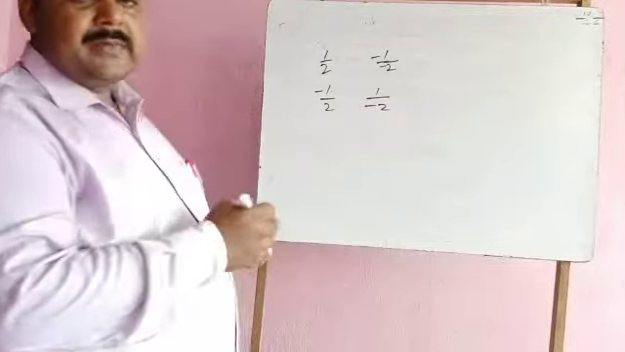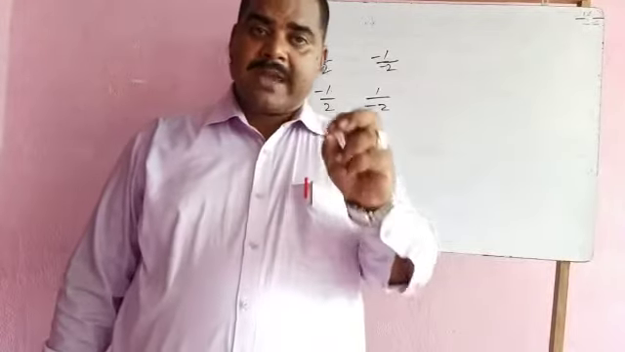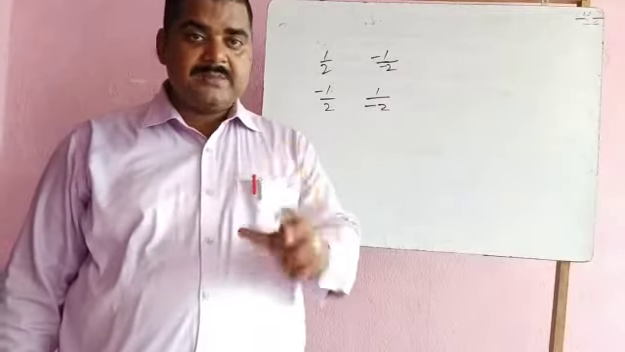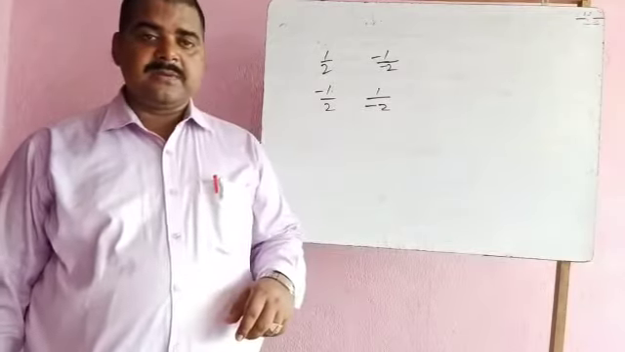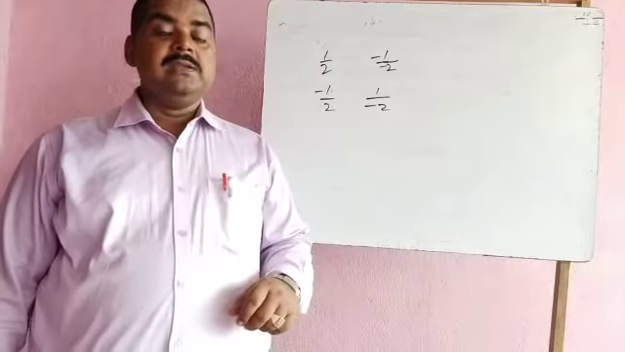So when a rational number has been given, you have to just pay attention to the sign of the numerator and denominator. If both have the same sign, then it must be positive. If they have different signs, then it must be a negative rational number.